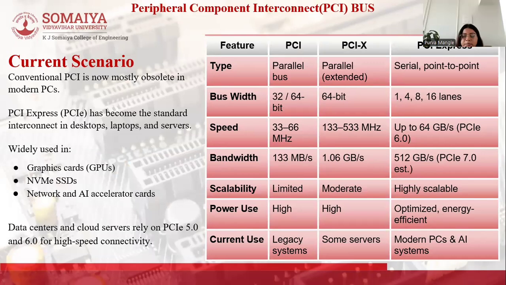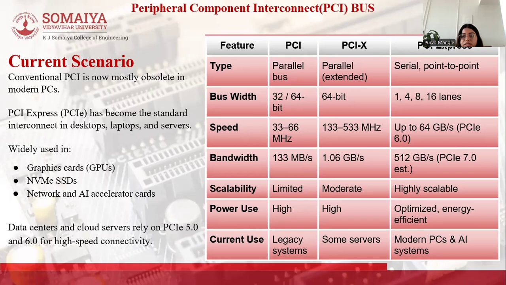In the early days, PCI was used to connect internal components like sound cards and network cards to the motherboard. But as technology advanced, PCI became too slow and couldn't handle the increasing data speed required by modern devices. This led to the development of PCI-X and later PCI Express, also known as PCIe.